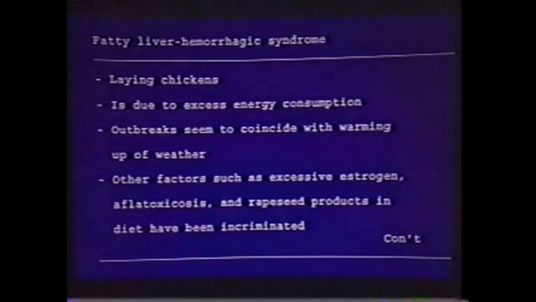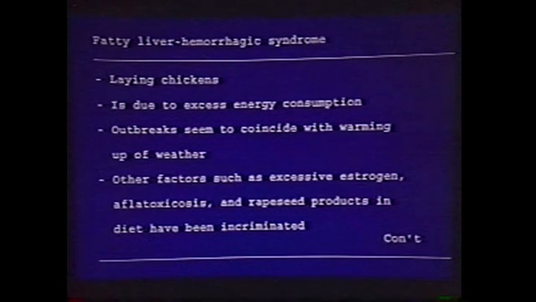Rather, it is going to transform that energy into fat, and that fat will accumulate under the skin or in the visceral organs, heart and liver. And so we see it at time of warming up of weather and due to excess energy intake. Other factors that have been suggested are excessive estrogen. Fat will accumulate under the influence of estrogen. Aflatoxicosis and rapeseed product in diet have been incriminated.